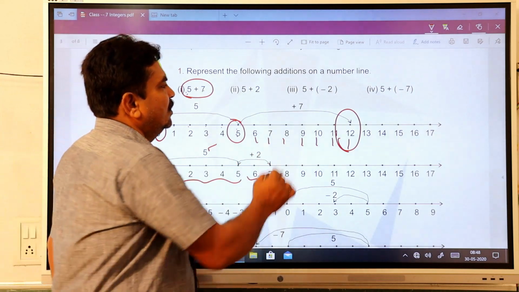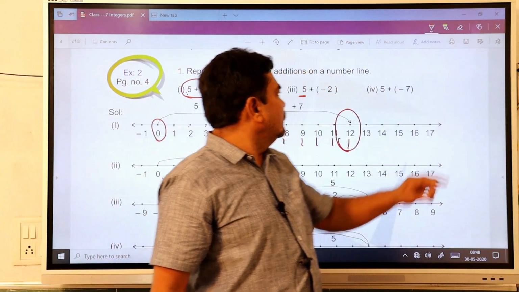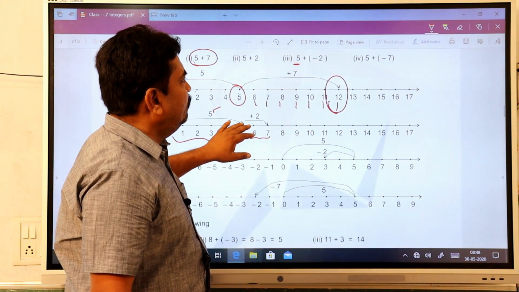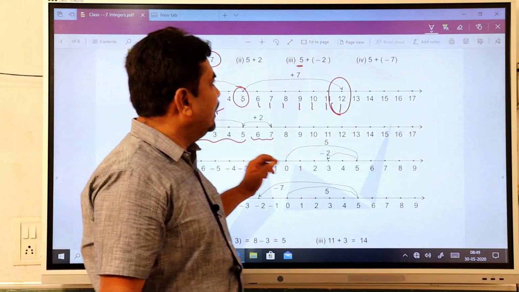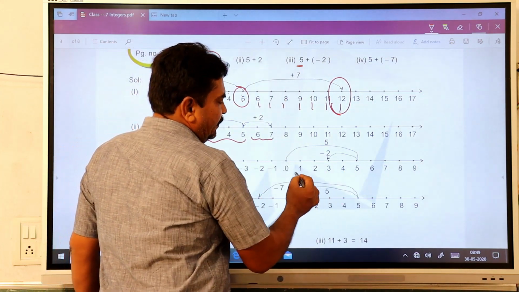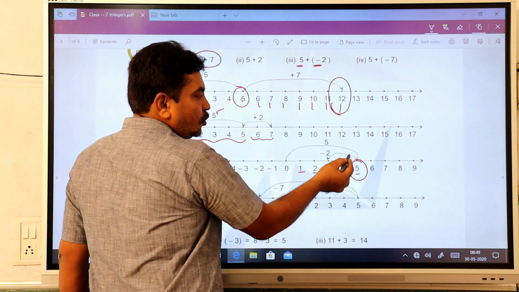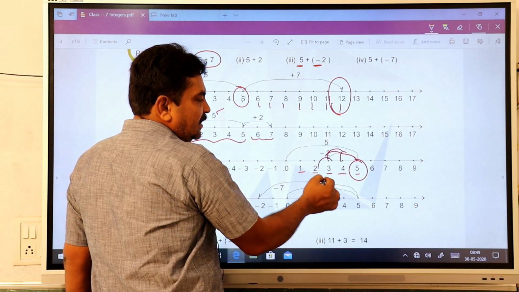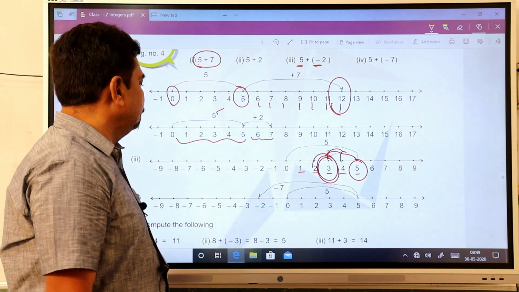Then go to the third one. Third one is how much? 5 plus of minus 2. This is something important. You can please see here. So let us do this. 5. So from 0 you go to 5. 1, 2, 3, 4, 5. Then you have to do minus 2. So you come back 2 numbers. That is 1 and 2. So how much is it? 3. So the answer is 3 for this.